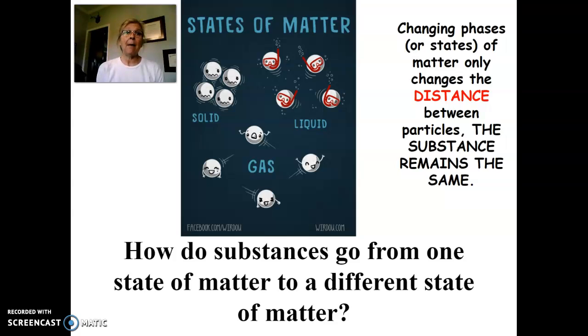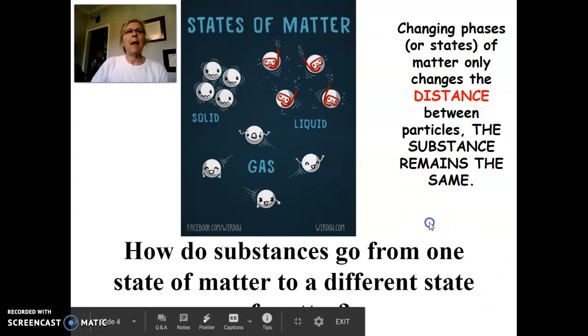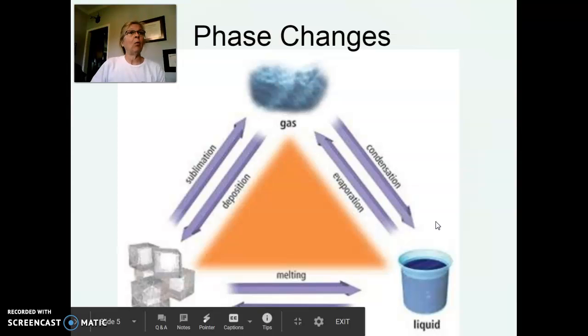The opposite happens if we want to change from a gas, releasing energy to condense to a liquid, releasing still more energy to freeze into a solid. So that means that there is some terminology that we have got to know.